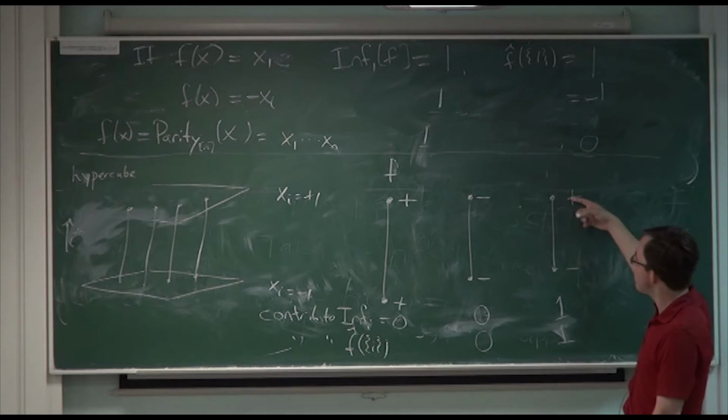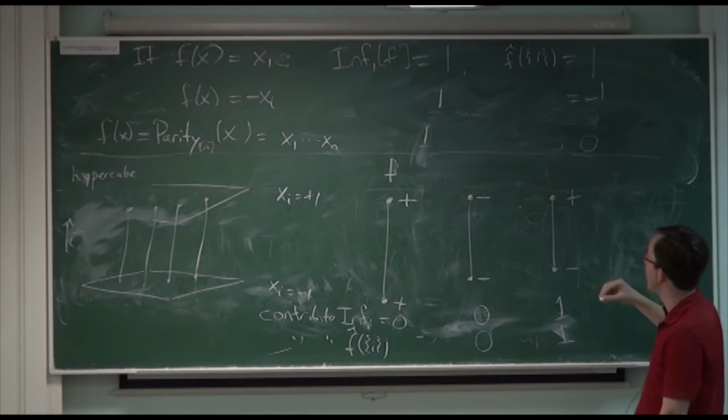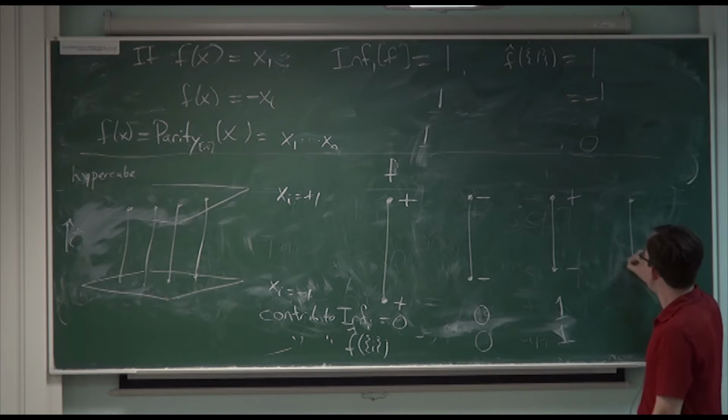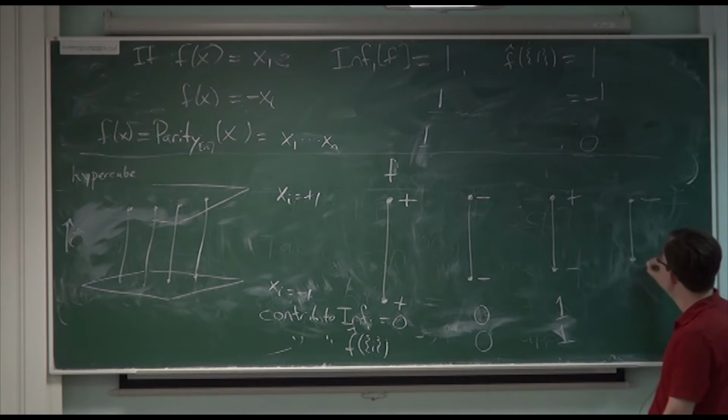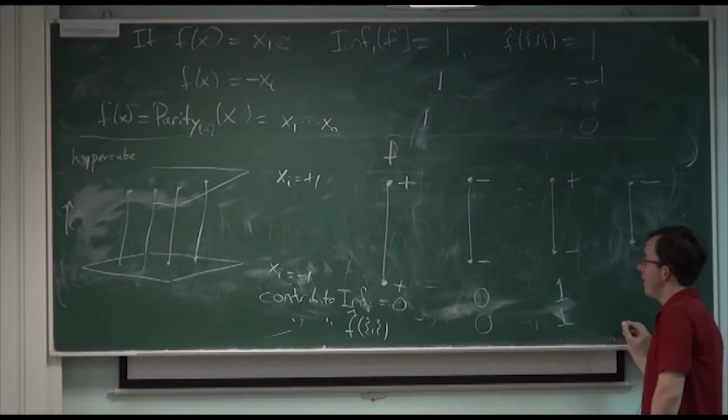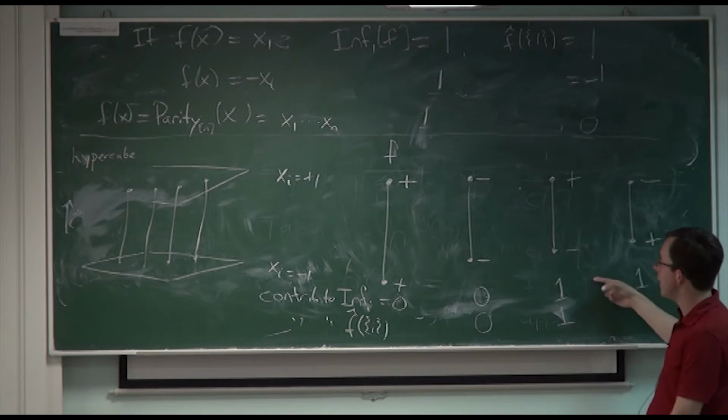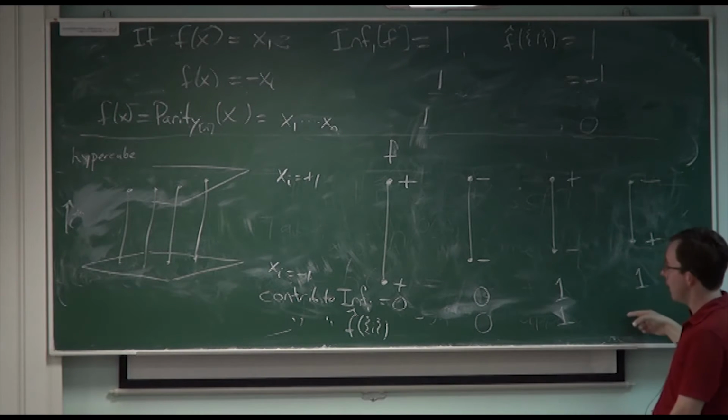This is a case where f is positively correlated with xi. The last possibility is that f's value is minus here and it's plus here. And here we count 1 also for the influence because they differ. But in the contribution for f hat I, we count -1 because here's a case where f is negatively correlated with xi.